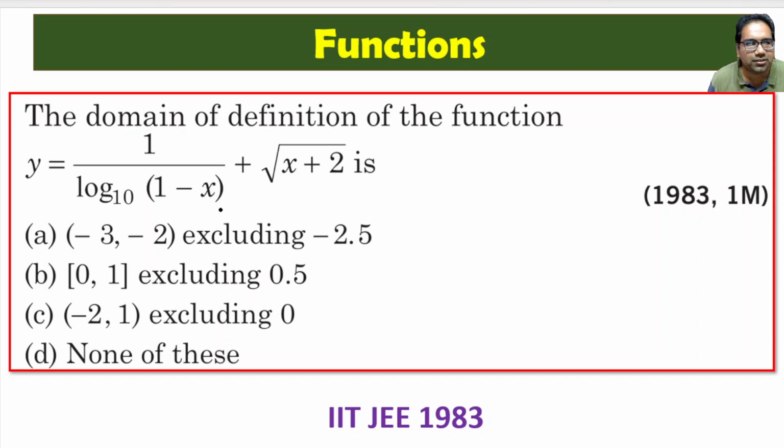Right. Log of -4 is not defined. Log of 0 is not defined. So this number 1 minus x should be greater than 0. At the same time, the denominator cannot be equal to 0. These are the three conditions that we have to be careful about.